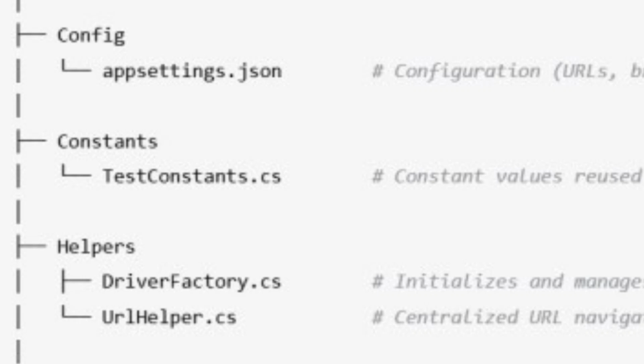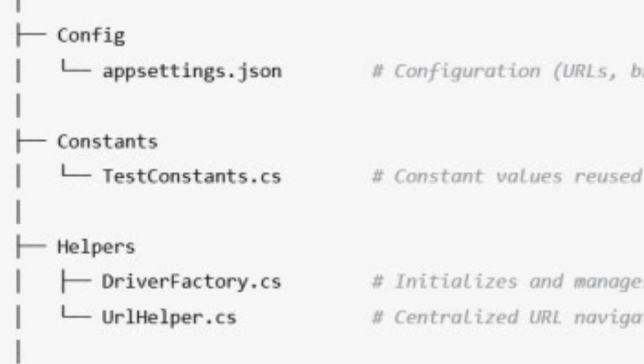So this is the config app settings.json. This file contains configuration settings for your framework. Examples like base URL, environment details, browser type, timeouts, or any other values you want to make configurable instead of hard coding them. So the test constants.cs will be the static class holding constant values used across the framework. Examples would be fixed strings, test data, selectors, or reusable keys that don't change often.